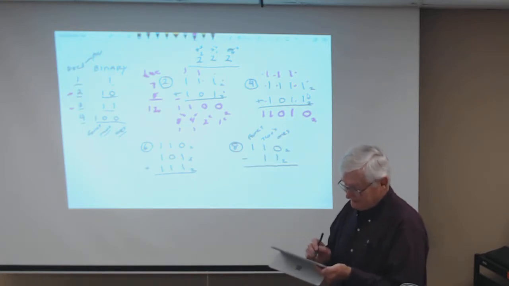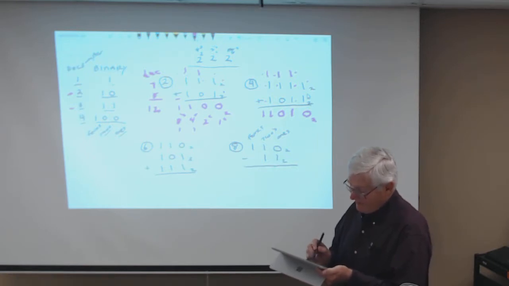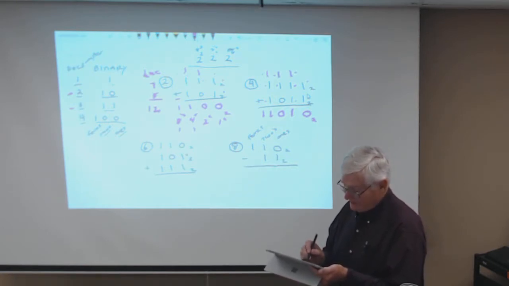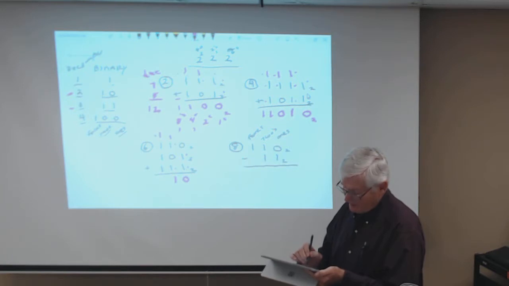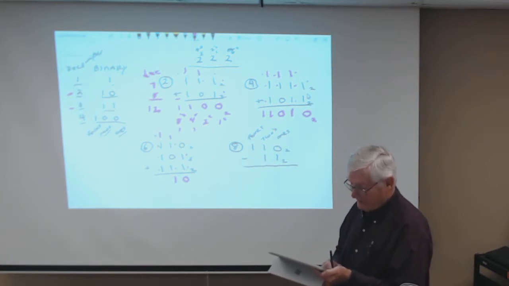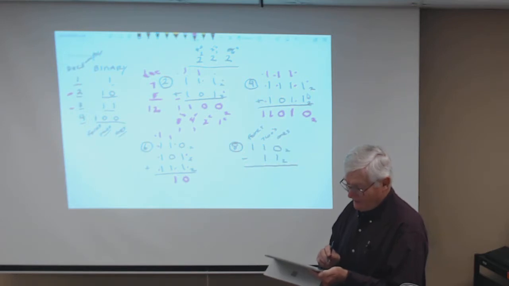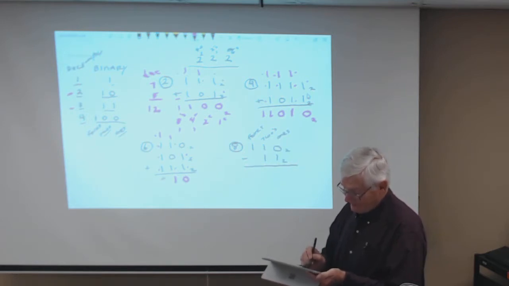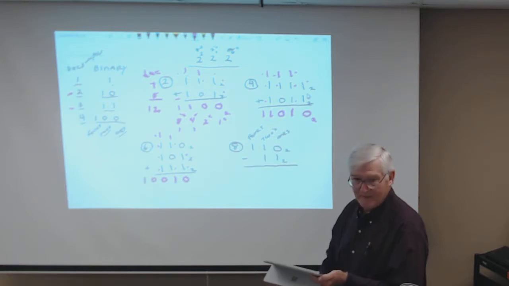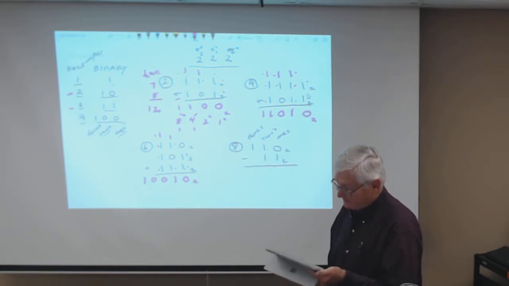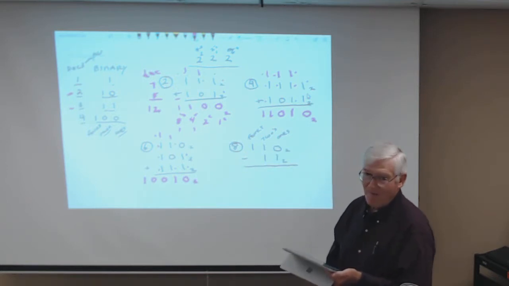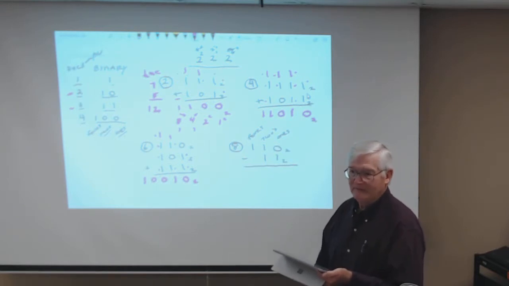Let's do number 6. What's 1 and 1? 2. So I put down a 0 and carry the 1. What's 1 and 1 and 1? So I put down a 1 and carry the 1. What's 1 and 1 and 1 and 1? 4. How do I say 4? So I have a 0, and a 1 out here. Everybody follow that? In base 2. Okay. So now you know how to do addition, right?